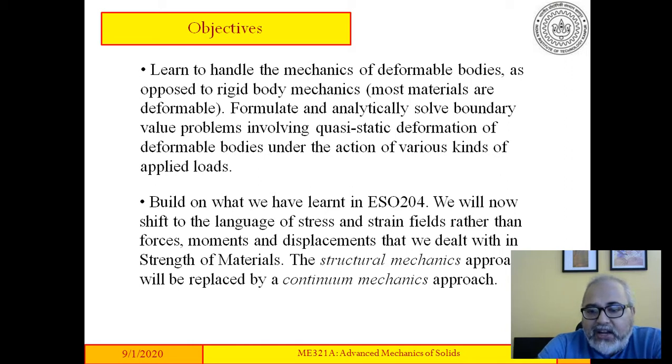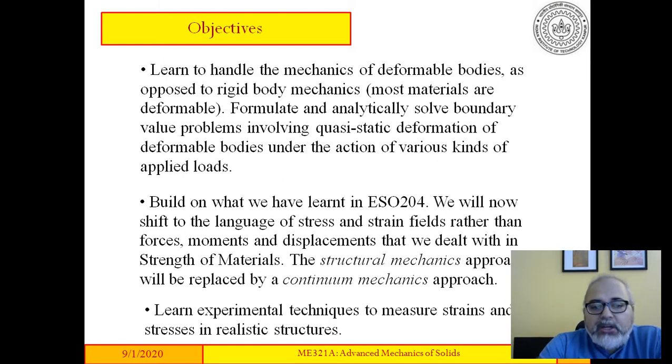This is typically a structural mechanics approach, which is very suitable for civil engineering structures, but we will replace it by a continuum mechanics approach, and this sometimes becomes not only useful, but it becomes actually imperative to use a continuum mechanics approach, as I will explain in the next slide. The third objective of the course is to learn experimental techniques to measure strains and stresses in realistic structures. That's the part that Professor Venkatnarayan will tell you about.